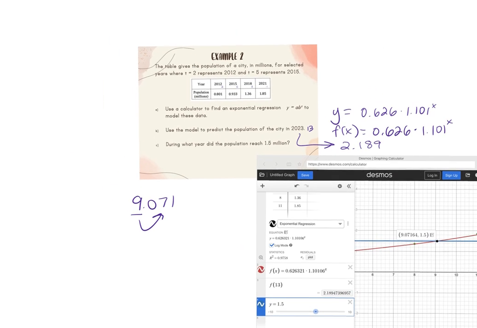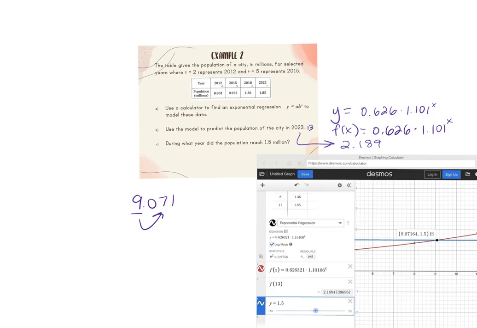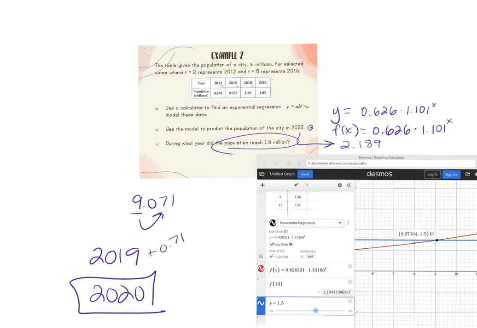So since time represents the years since 2010, 9 years later would be 2019. Now, because it's more than 2019, because it's 9 plus 0.71, that means it actually entered into the next year, which means the population didn't hit it until the year 2020. So 9 years later would be the year 2019, but anything over that means it's gone beyond that year and now would be the year 2020.